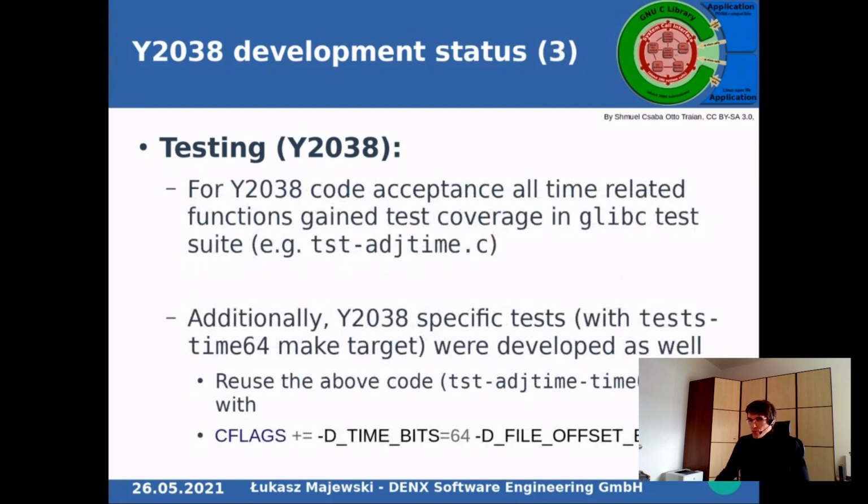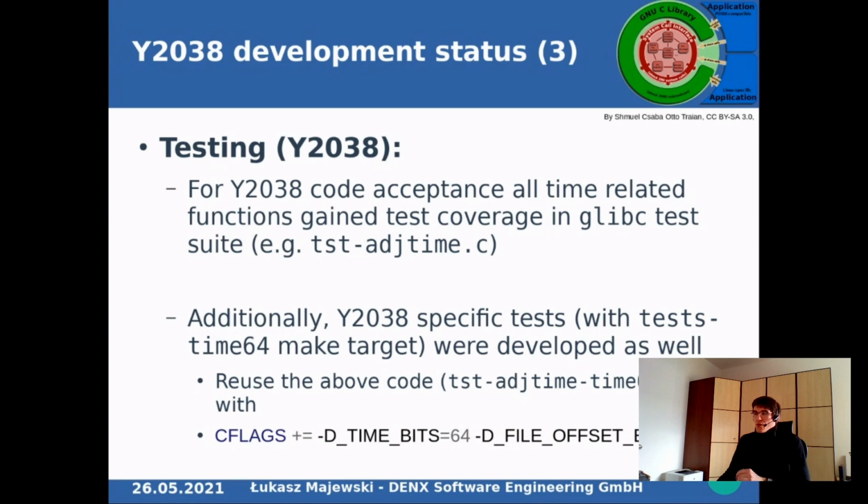One of the requirements from the community for the code fixing the year 2038 issue was to have all the time-related functions exported from glibc covered by unit tests. And now I think we have almost all of them covered. They are pulled to the master repository. For example, we have the tst-upjusttime.c test file. Additionally, it was also requested to have the same tests used for testing the code with year 2038 support enabled.